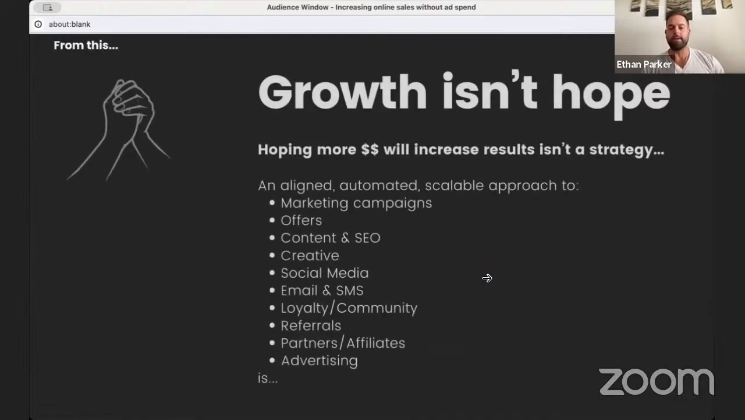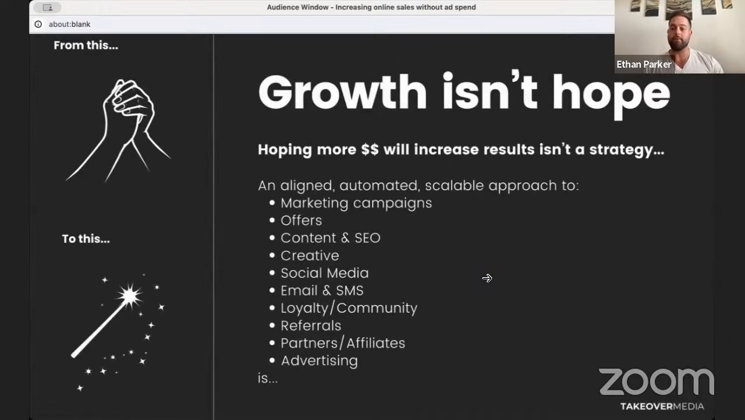And really just hoping that we're going to spend more money and increase results isn't a strategy. An aligned, automated, scalable approach to all these items you see on your screen, marketing campaigns, offers, content, creative, social, etc. The list goes on. In an aligned way, that is strategy. And that's what we want to talk about today and what we're going to focus in on.